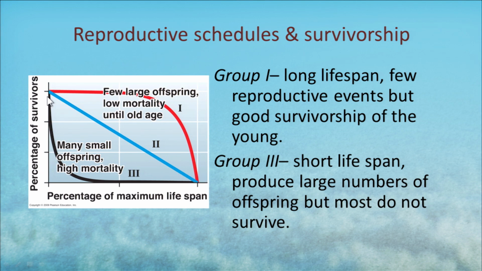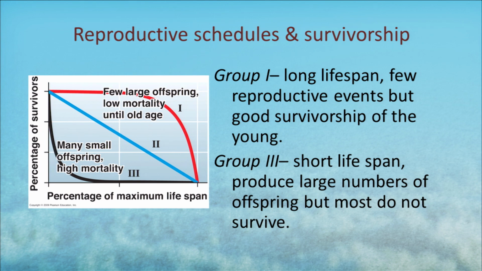Group 3, on the other hand, shows that almost all newborns die very, very young. Only a few make it to old age, etc. Those are two completely different reproductive schedules. Group 3 would be more reminiscent of an insect that might produce thousands of offspring, but only 4 or 5 of them actually make it to adulthood. So group 1 is usually represented by long lifespans, few reproductive events, but again, very good survivorship of the young.